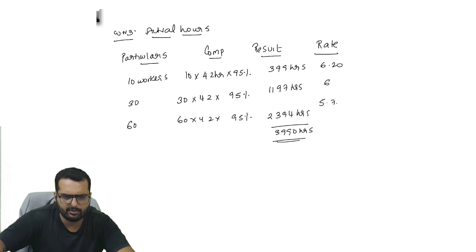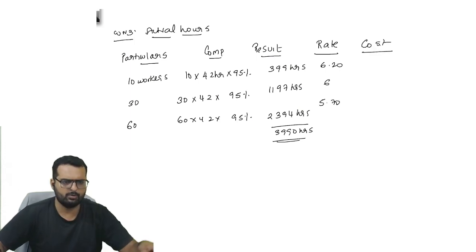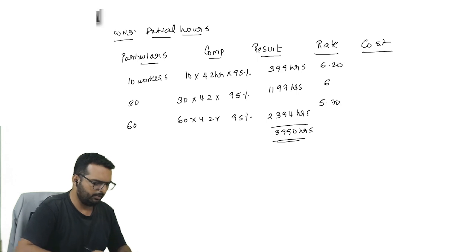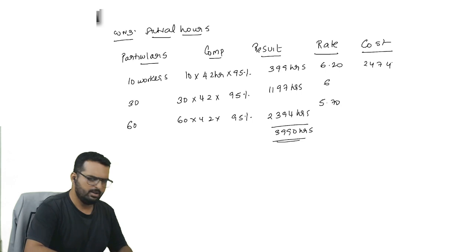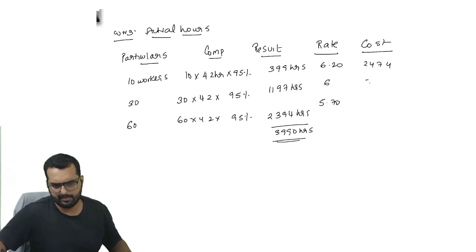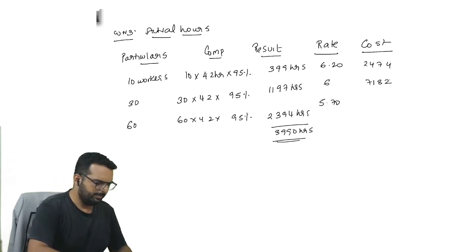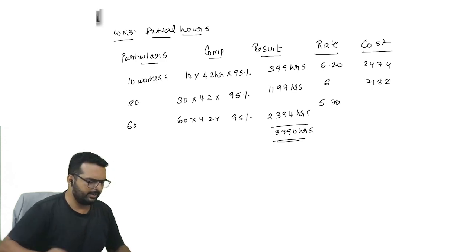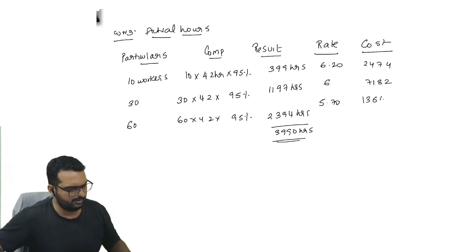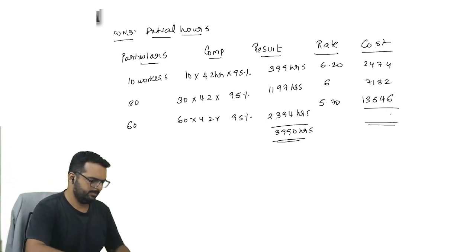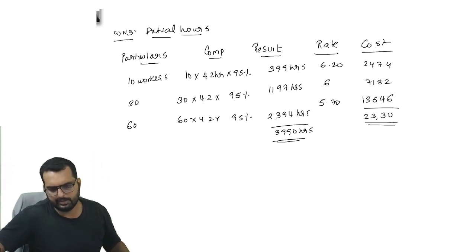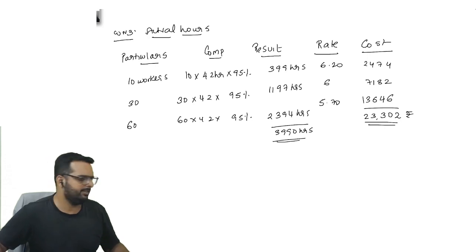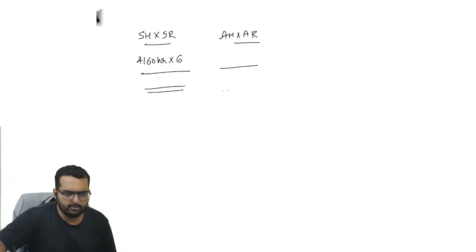6.2, 6, and the last one is 5.7. So we'll get the total cost. That will be 399 into 6.2, 1197 into 6, and the last one will be 2394 into 5.7, 13,646. 2474, 7182, 13646, 23,302 rupees. Okay, so that will be your answer here.